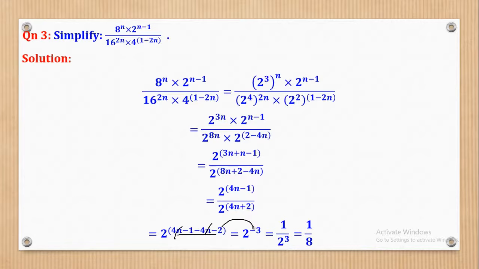Then to make this negative power positive, you have to get the reciprocal. Now this 2 to the power 3 is the same as 2 multiplied by itself 3 times. So 2 times 2 times 2 gives you 8. That is why you see here 8.